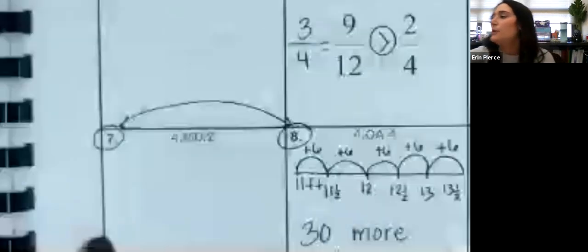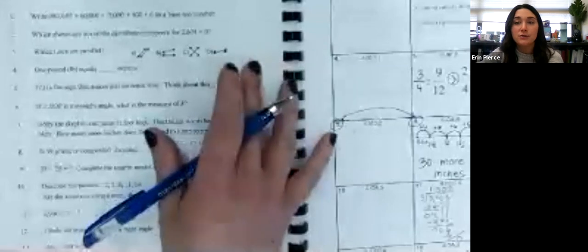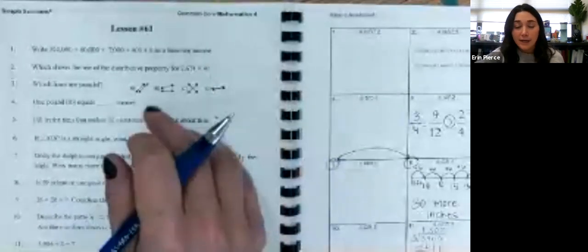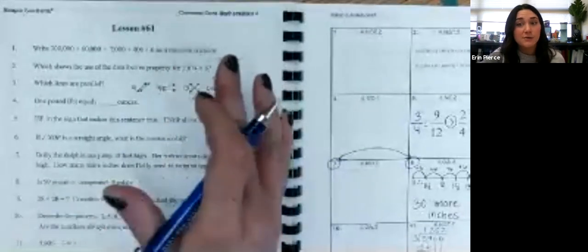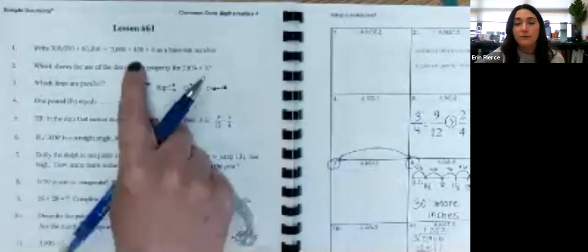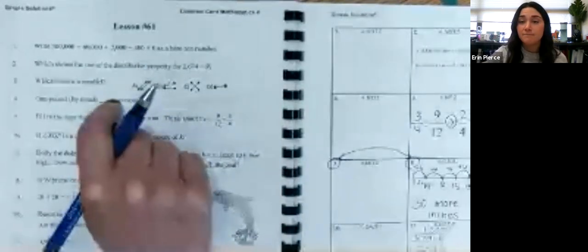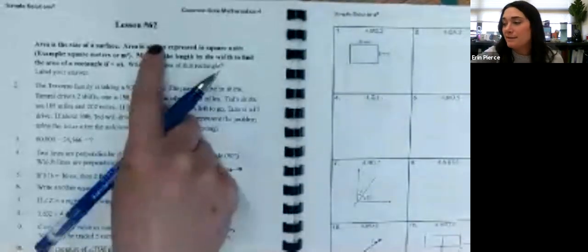Okay, just a look ahead for the rest of the week. All right, there we go. Zoomed out. Okay, for the rest of the week in simple solutions, we're kind of off a little bit because we didn't have school yesterday. You have lesson 61 today. 62 will be Wednesday.